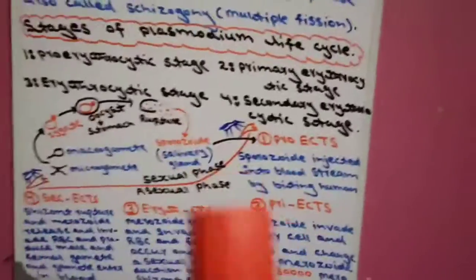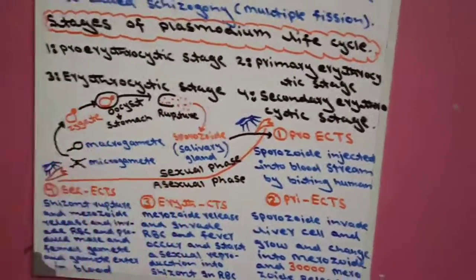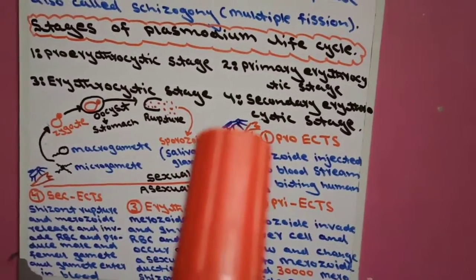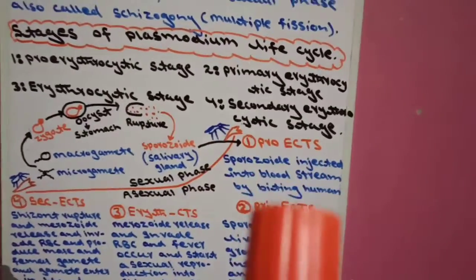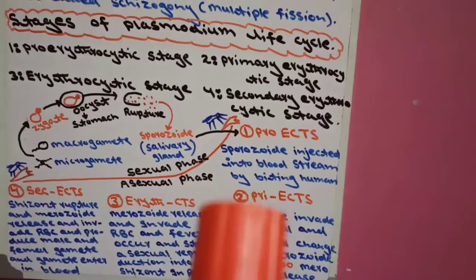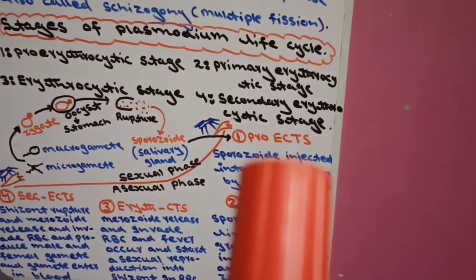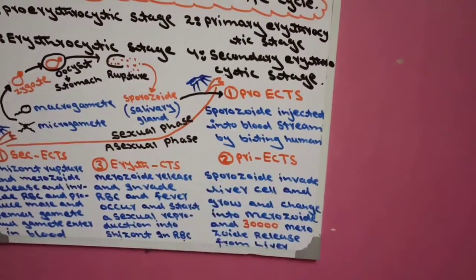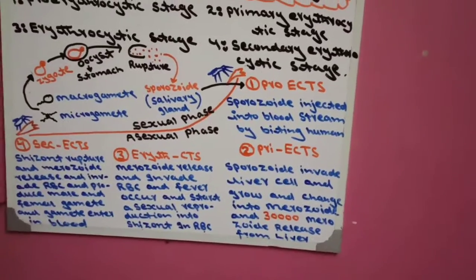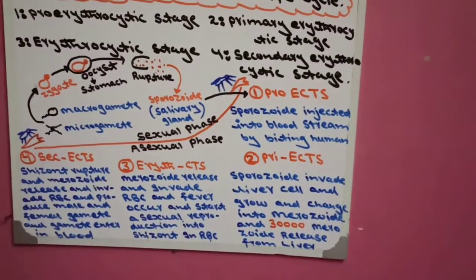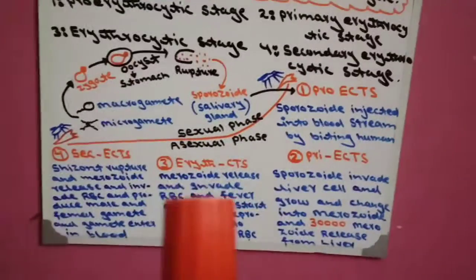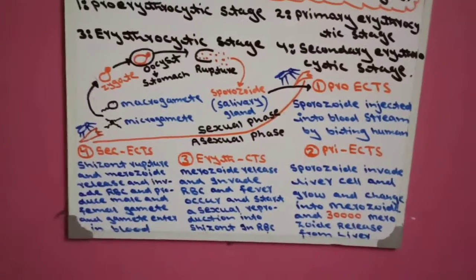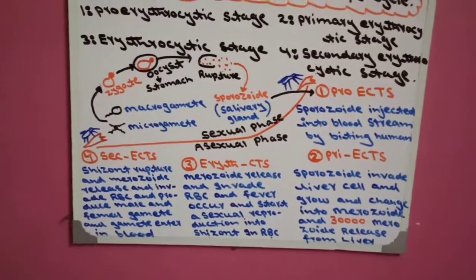Now let us revise. First, a female Anopheles mosquito bites a healthy person and injects sporozoites into the bloodstream. This is the pro-erythrocytic stage, the first stage of the asexual phase. The second stage is the primary erythrocytic stage, where sporozoites invade liver cells, grow and change into merozoites, and 30,000 merozoites are released from the liver. The third is the erythrocytic stage, where merozoites invade the RBC, fever occurs, and asexual reproduction starts in a structure in the RBC called the schizont.